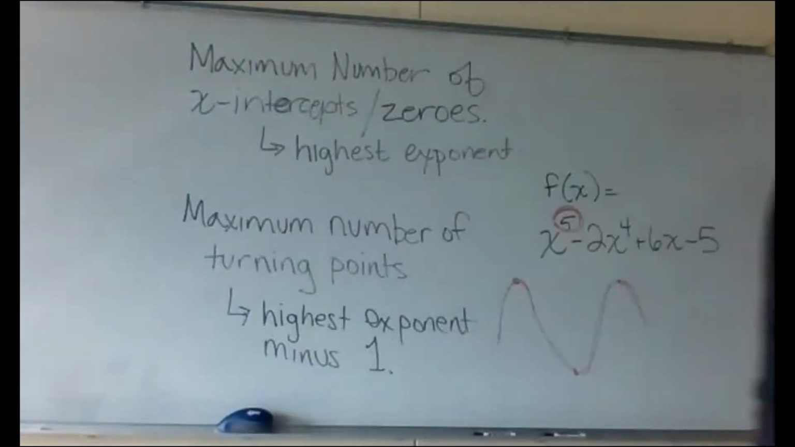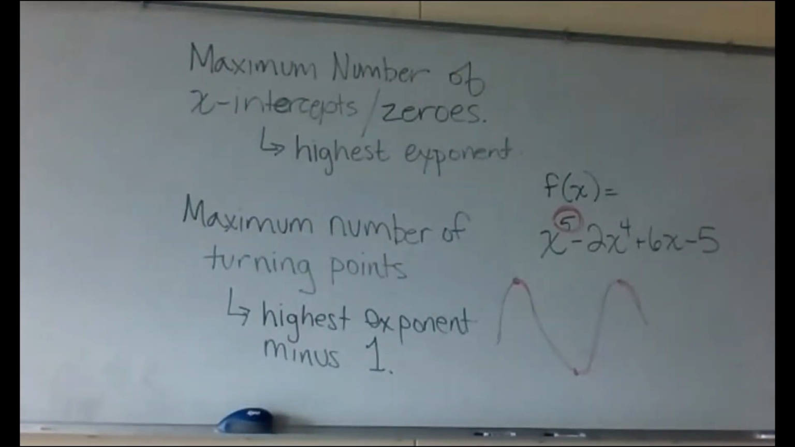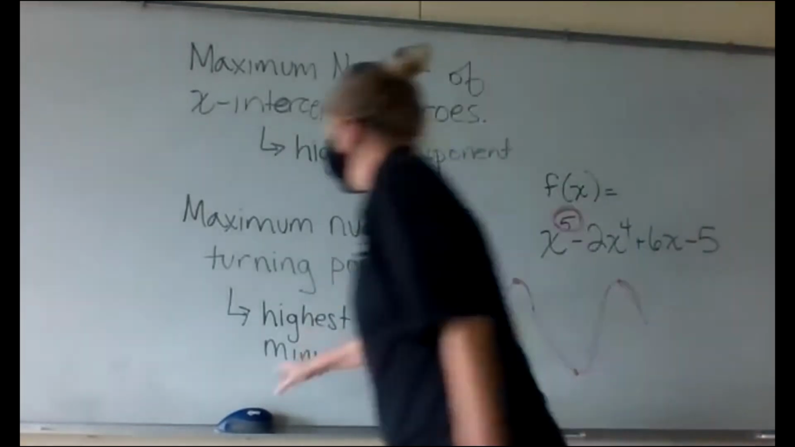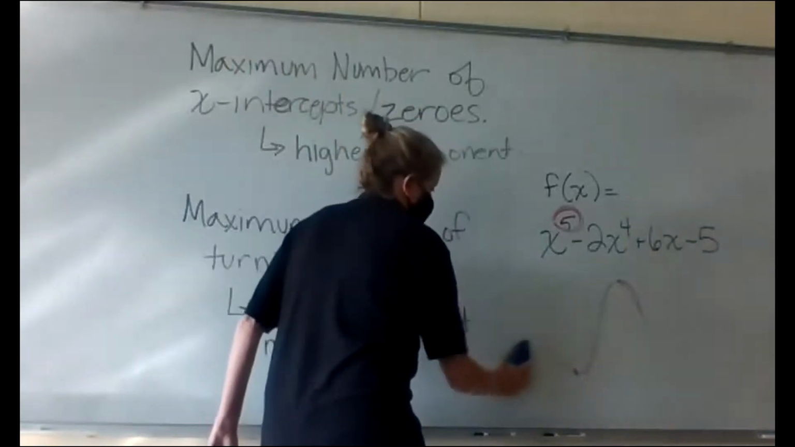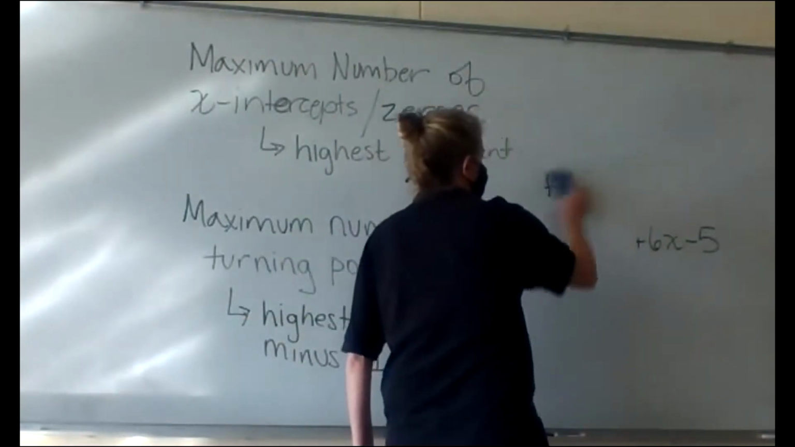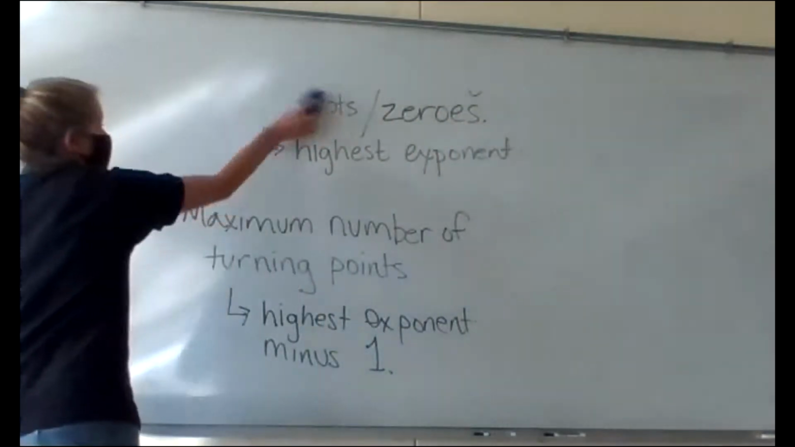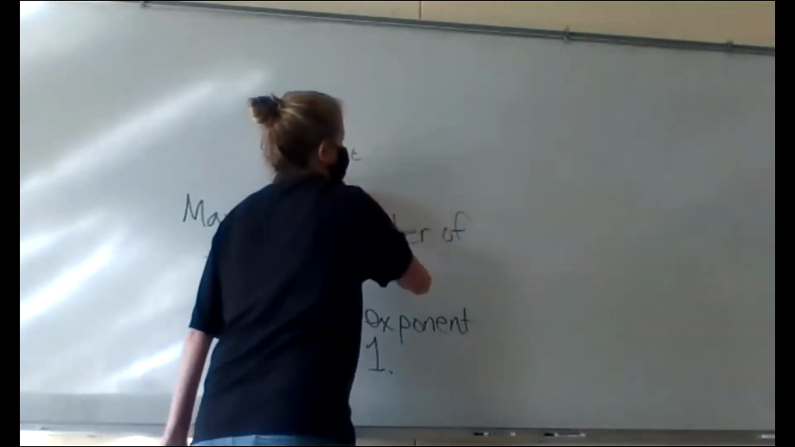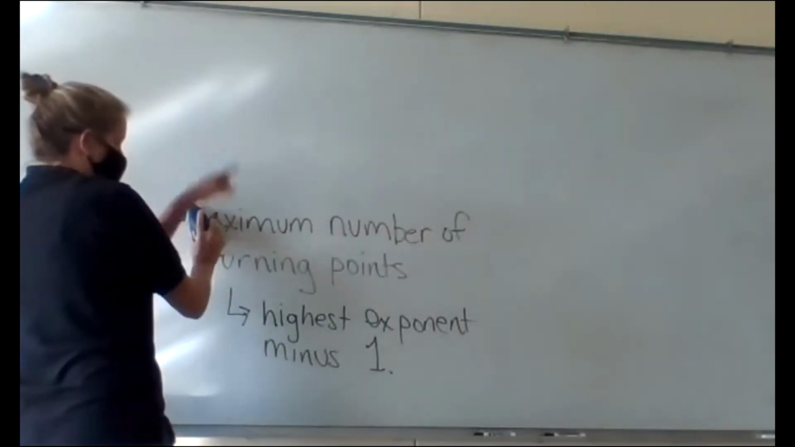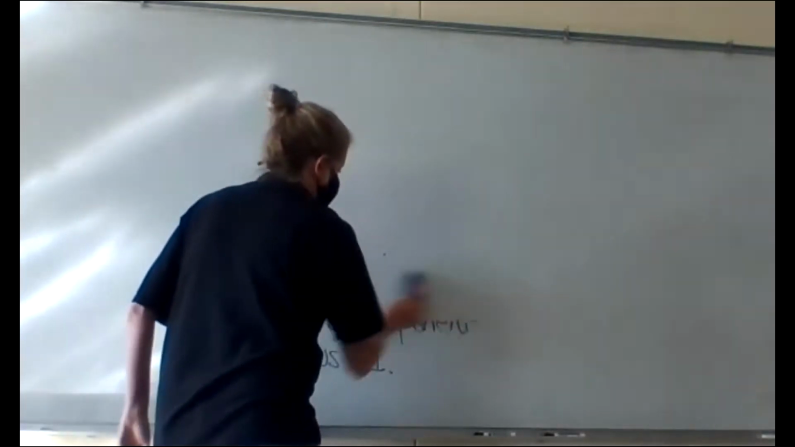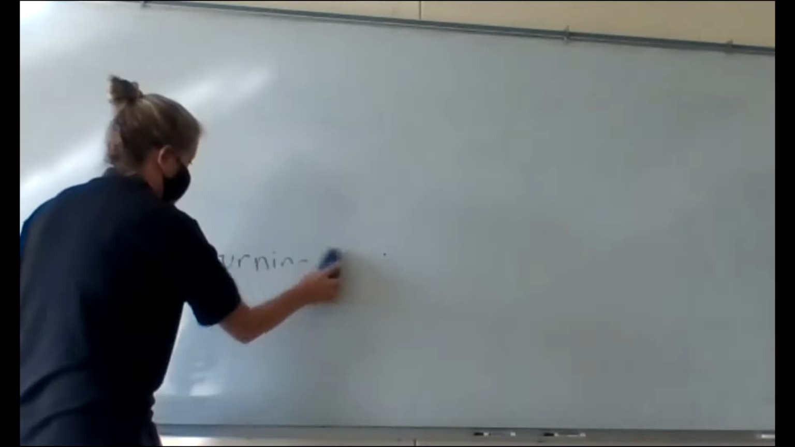So let's look. I'm going to bring this board. Let's look at a graph that we are all familiar with, and let's see what this means. The x squared graph is a parabola, right? It's that U shape. So let's look at these two ideas with an x squared graph.